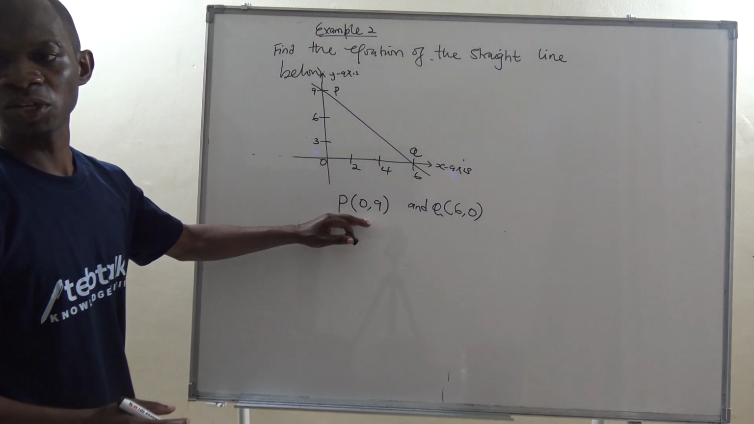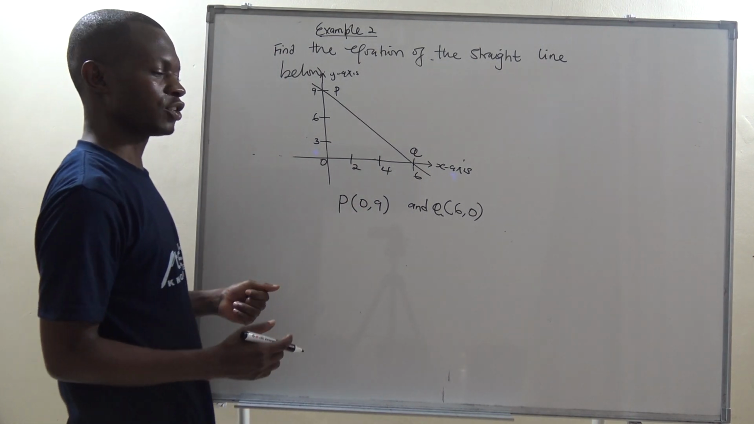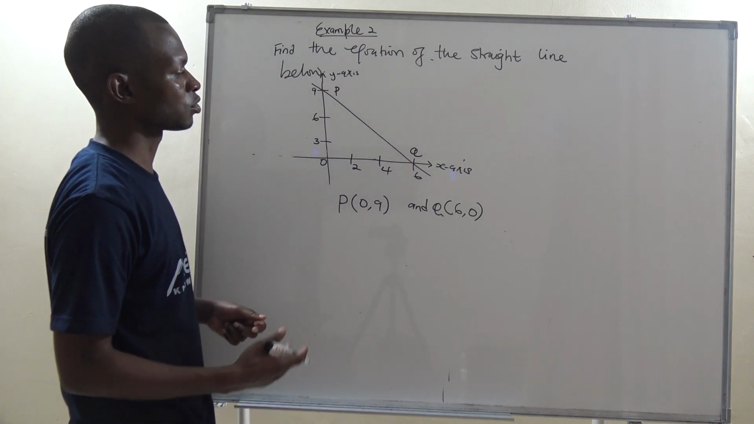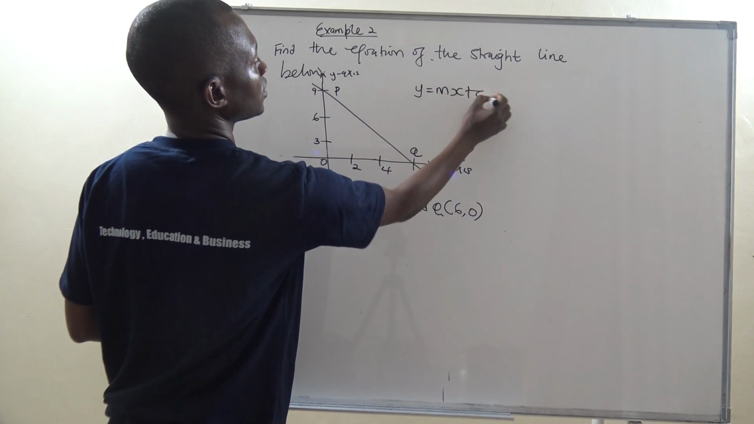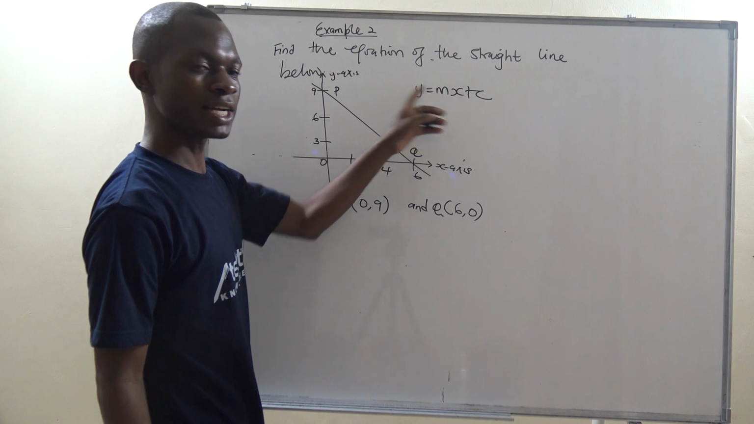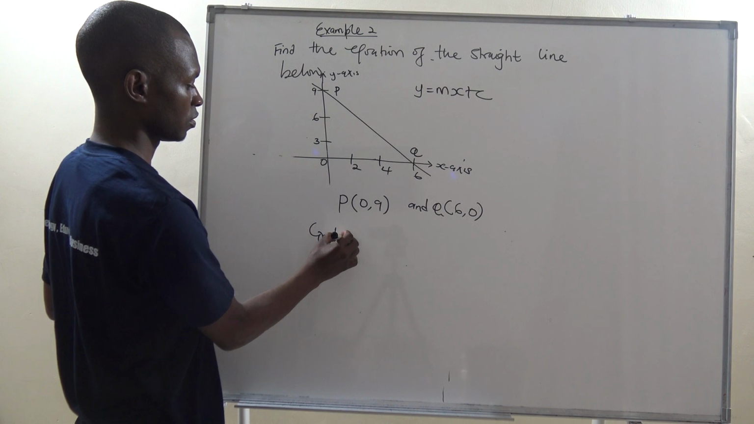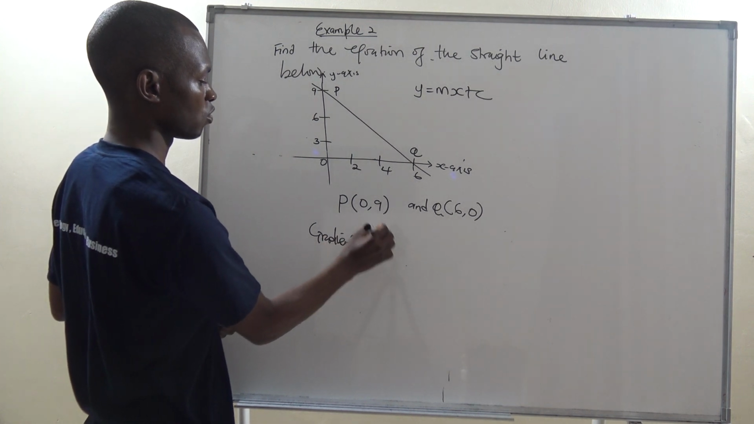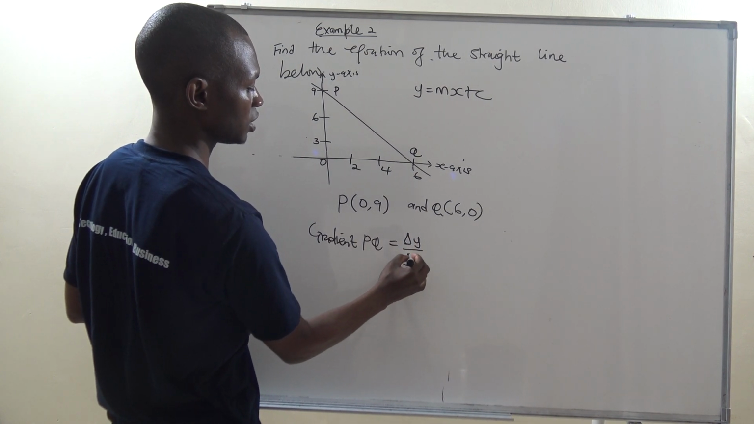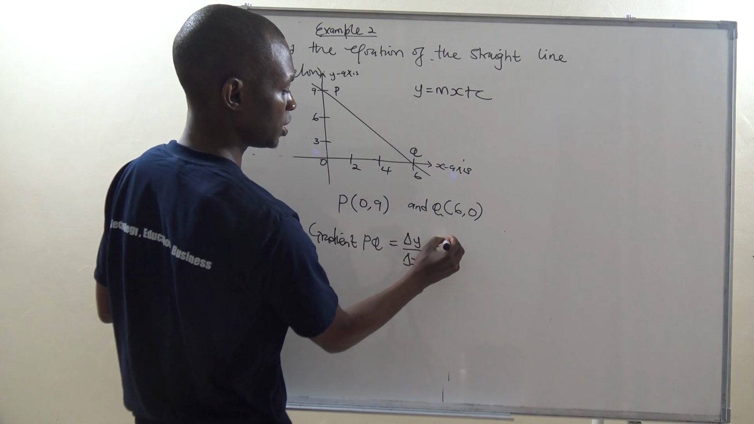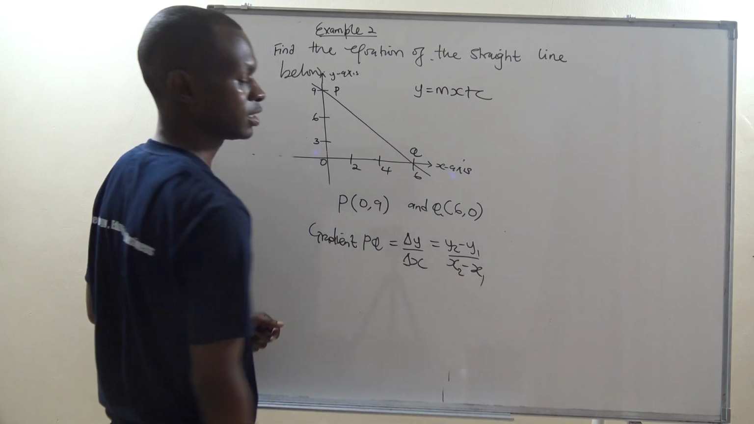After identifying these points, you can earn a mark because you have identified them. Then you go ahead and calculate the gradient. As we said, the equation of the straight line is got from y = mx + c. So you first get the gradient of PQ, which is change in y over change in x, y2 minus y1 all over x2 minus x1.